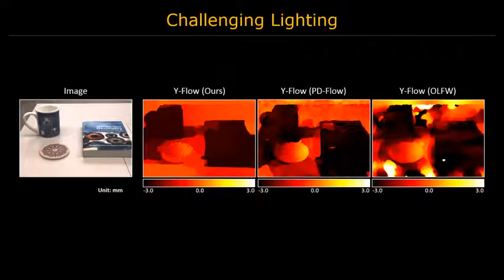Here we show a failure case of our method. This example features many shadows cast on a textureless tabletop. Because the brightness constancy assumption is violated, none of the 3 methods can estimate the motion boundaries exactly.